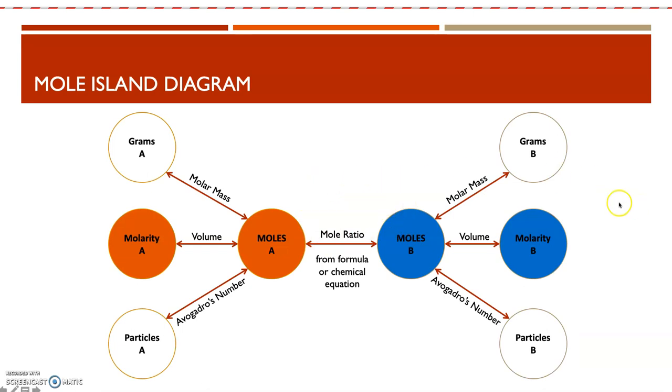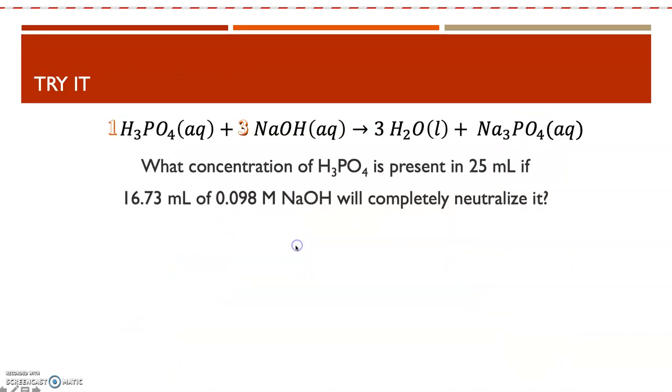Now in this case, you were given information about the base. So you're given the volume and the molarity of the base. So you can go to moles of base, and then you can use your mole to mole ratio from the balanced chemical equation to get to moles of acid. And then you can use the volume of the acid and the moles of the acid to find molarity.